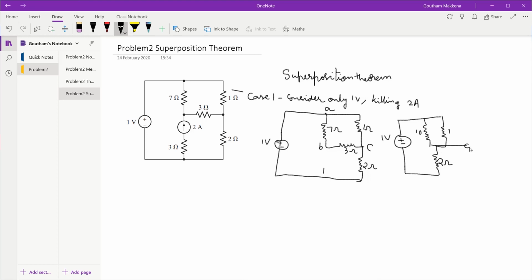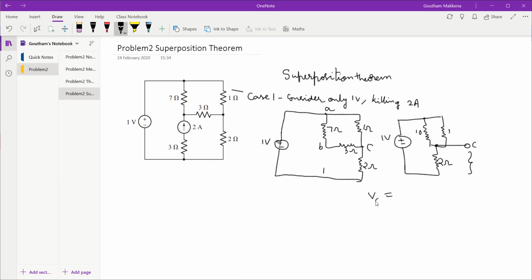Here I'll simply use the voltage division principle. I'll find the voltage across this 2 ohm resistor. If I get the potential at this node, then I can use Ohm's law: this potential minus this potential divided by R gives the current through the 10 ohm, which is of course the current through the 7 ohm. This potential I also know from the problem; it is directly equal to 1 volt. The voltage drop across this 2 ohm resistor from the voltage division can be computed as follows; this is nothing but C.